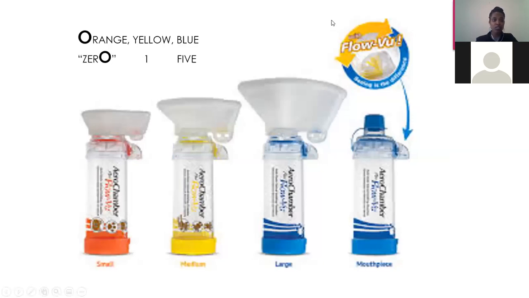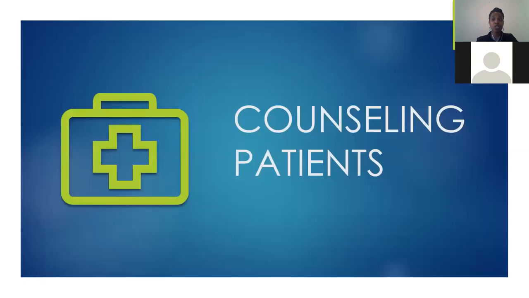The small orange one, 0 to 0 here. Yellow, 1 to 5, and then blue, 5 and up. At least 5 has 4 letters, blue has 4 letters. They need 2 aero chambers, 1 in the home, 1 in the school. Okay, let's get back to counseling of patients.